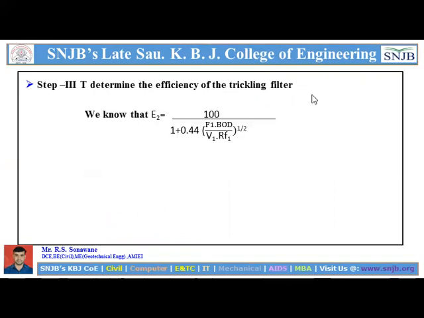For the efficiency of the trickling filter, we know it can be seen from the NRC formula. For a single stage trickling filter, we use this formula: E2 is equal to 100 divided by 1 plus 0.44 under bracket W BOD divided by the volume of that particular section into the recirculation ratio, bracket complete raised to the power 1 by 2. Otherwise, this bracket can be taken under the root. Here W BOD is the total BOD applied to the filter in kg.